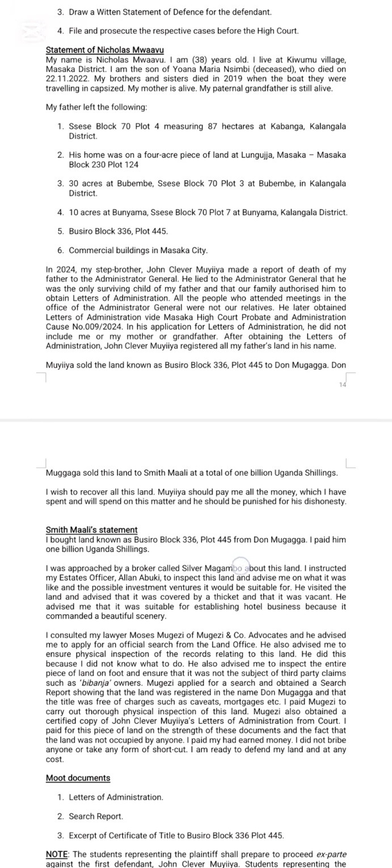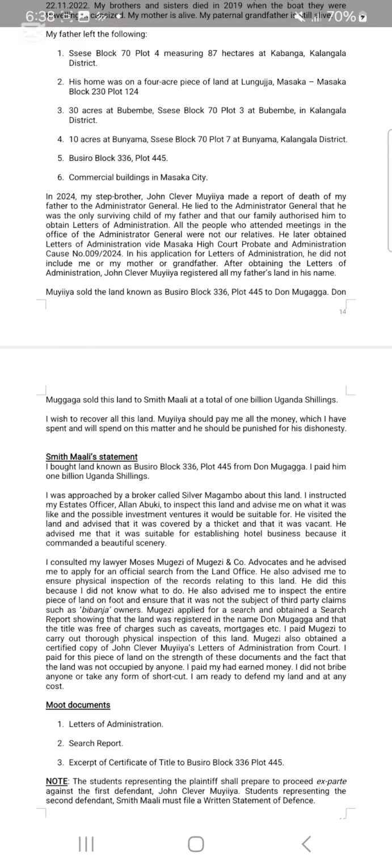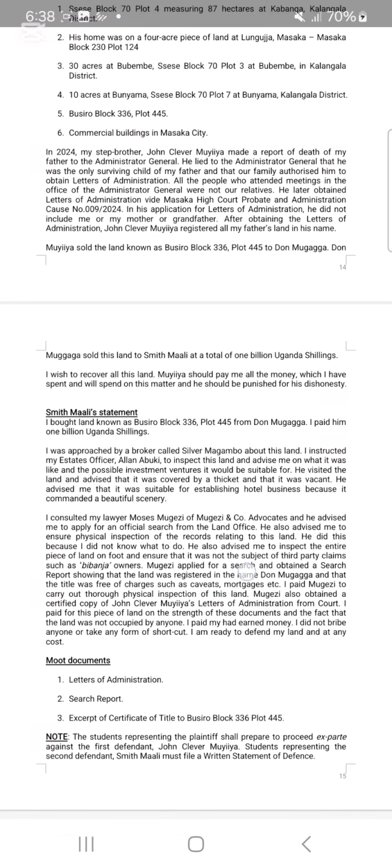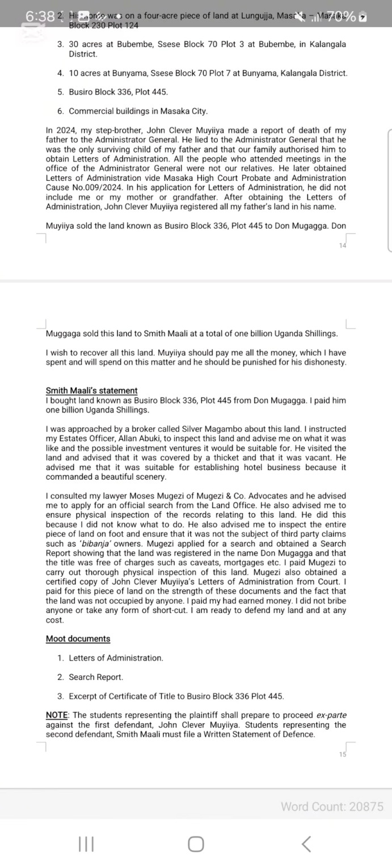My father left the following: the Sese home, 30 acres at Bumbembe, 10 acres at Biama, and a Busuro commercial building in Masaka. In 2024, my stepmother, John Creva Muiya, made a report of the death of my father to the Administrator General. He lied to the Administrator General that he was the only surviving child of my father.